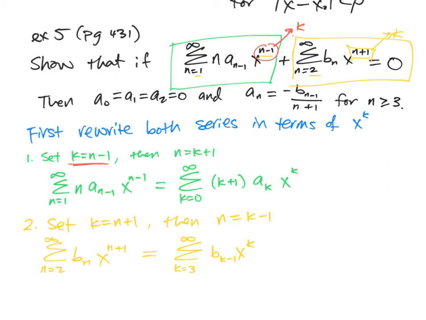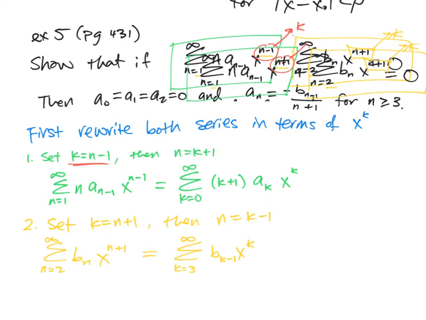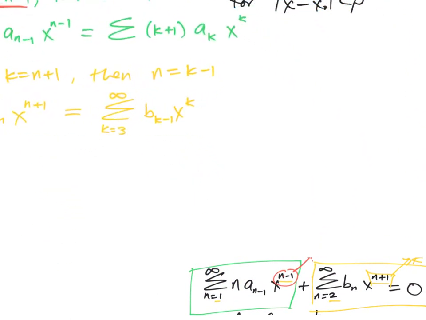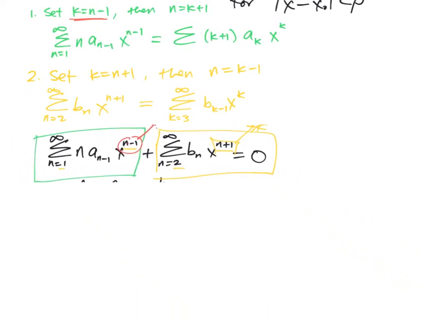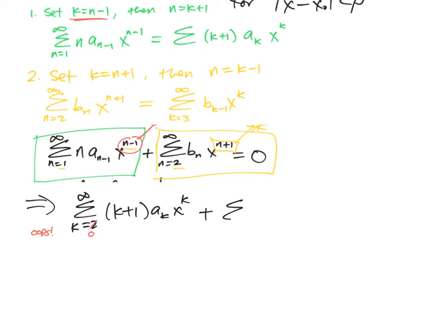Okay, let's copy our identity and drag it down here. There we go. So to the green box, we will have the sum from k equals 2 to infinity of k plus 1, a_k x to the k, plus our yellow box, which is the sum from k equals 3 to infinity of b_{k minus 1} x to the k, equals 0.